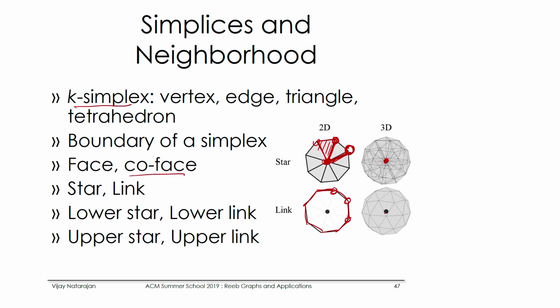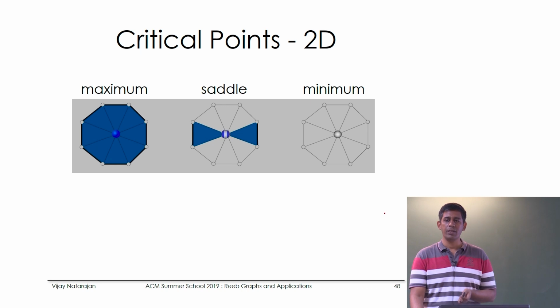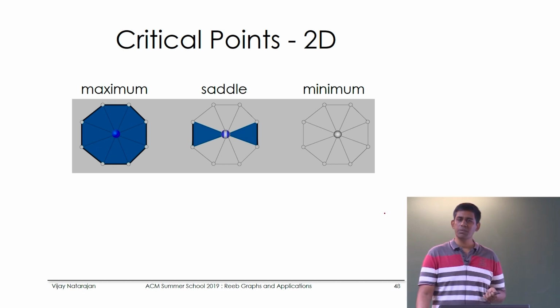So of course you can talk about things that are higher than me and lower than me. So you can talk about the upper part of the star and the lower part of the star. Same with upper link and lower link. So we are going to use these to define critical points now. And it turns out that the definition is equivalent to the smooth case. Okay. So maximum and minimum are more straightforward, nothing much to do here, right?